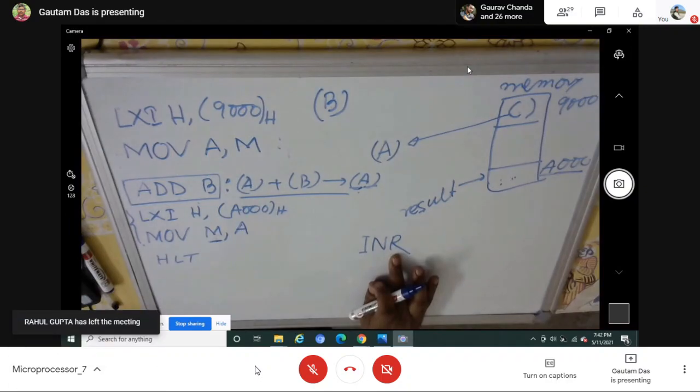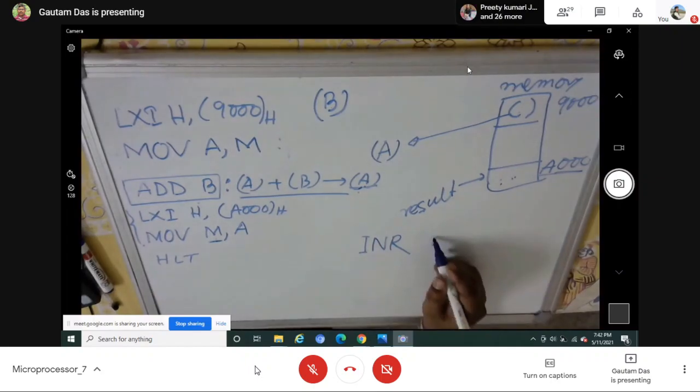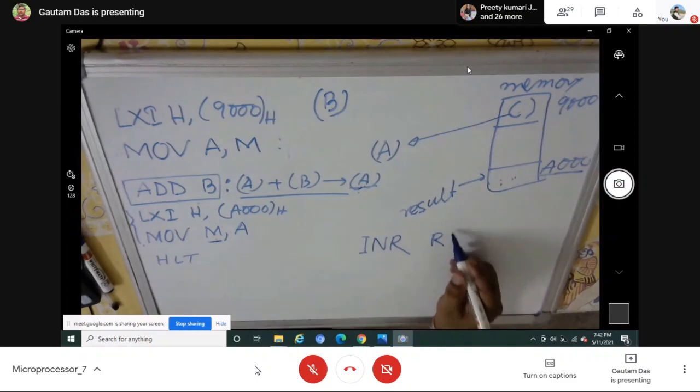Not only memory, its meaning is increment the content of a register. That means using this instruction, you want to increment the content of a register. It may be an internal register, it may be a memory register. That means its operand will be either R or M. This is the general format.